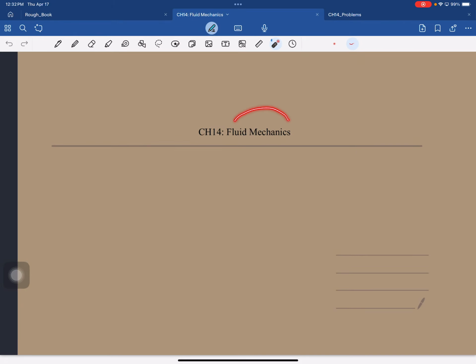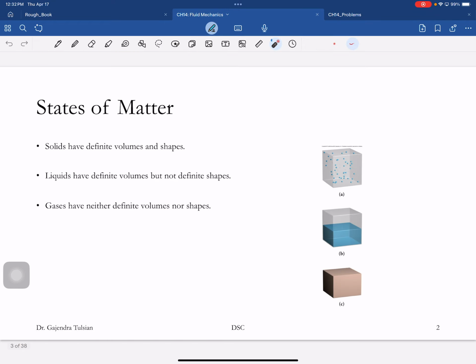Right, today we'll study fluid mechanics. We'll apply all the laws we've studied to fluids. And when we say fluids, it's liquids and gases. You've studied the three states of matter.